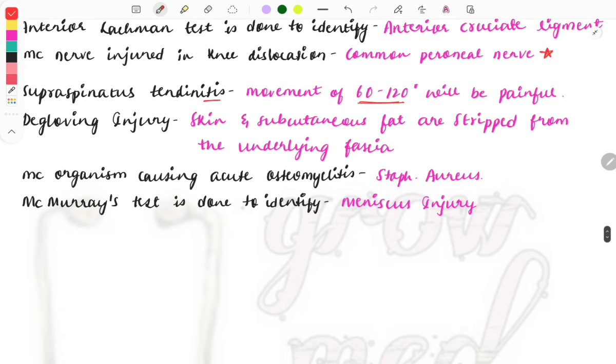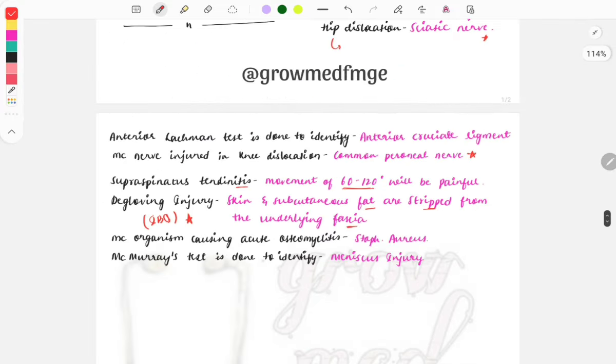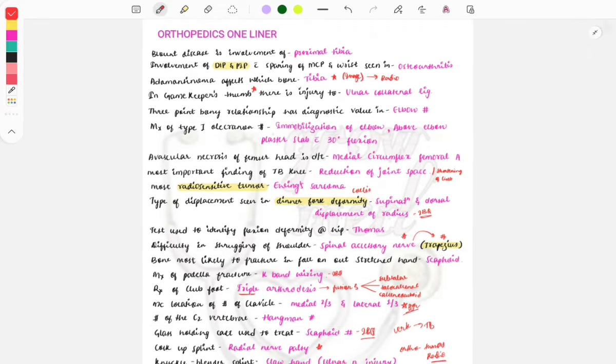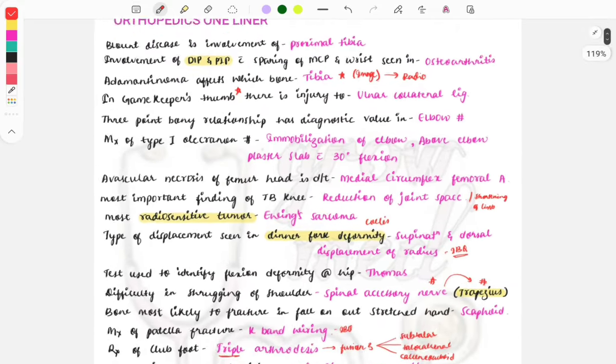Degloving injury. It is the injury where the skin and the subcutaneous fat are stripped from the underlying fascia, and image based question is asked on this degloving injury. Important from the surgery point of view also. Most common organism causing the acute osteomyelitis is the Staph aureus, and McMurray's test is done to identify the meniscus injury. Okay, so these were some important one-liners which are asked in the orthopedic, and hopefully 2 or 3 questions can be repeated from this.